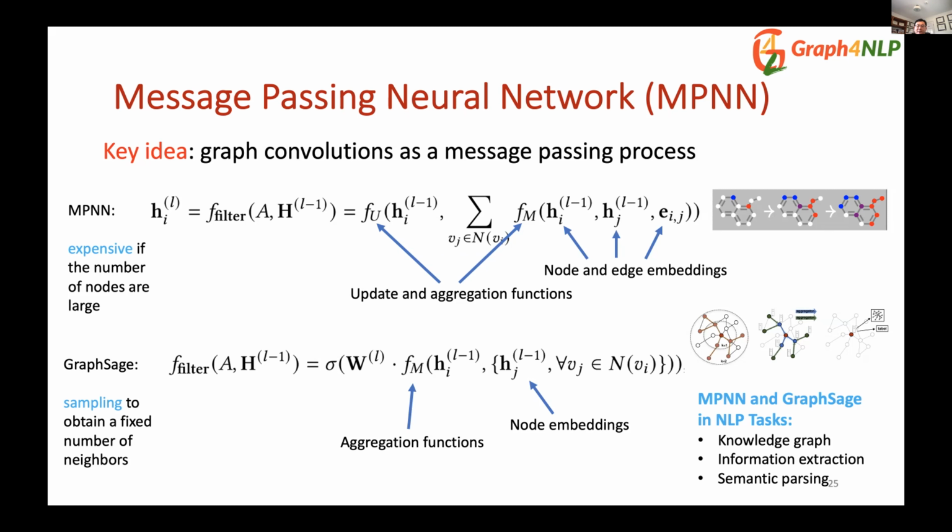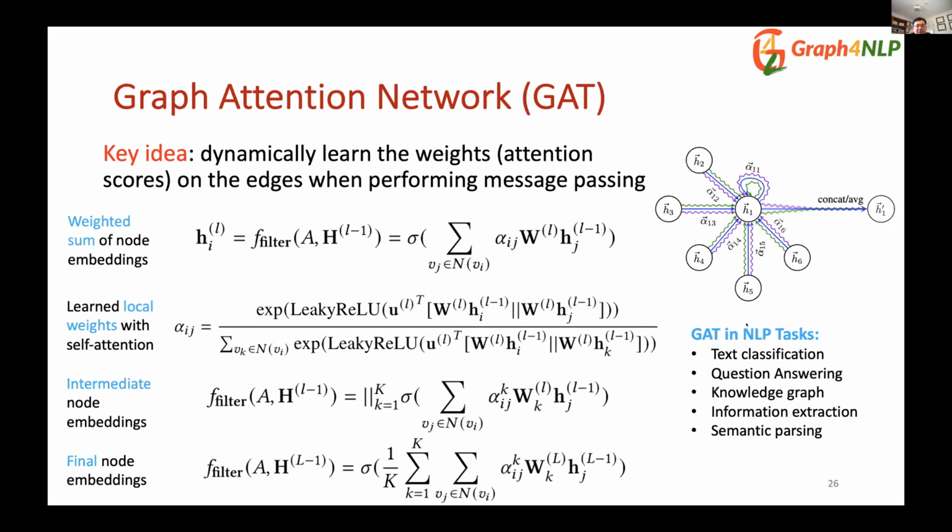MPNN and the GraphSAGE method have also been widely used for many NLP tasks, in the logic graph, information extraction, and the semantic parser. The graph attention network, which we call GAT, has a very simple key idea. It tries to dynamically learn the weights on the edges. Why do they care about that? Because the previous methods all assume that all the graph nodes or neighbors contribute equally to the target node.